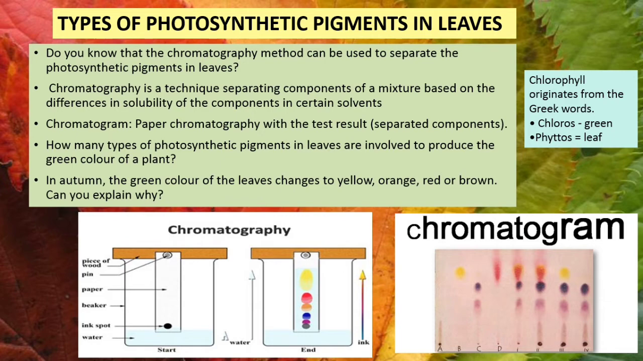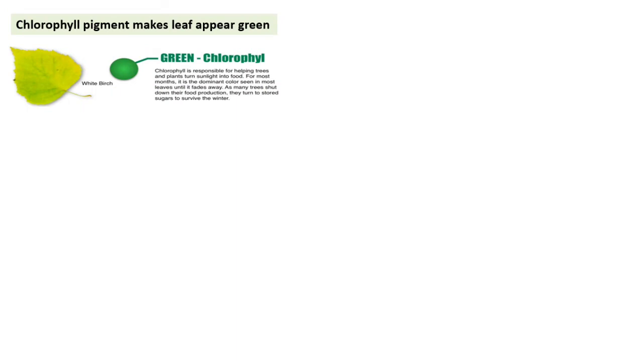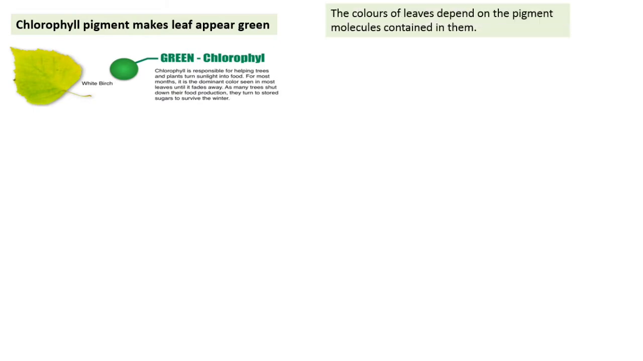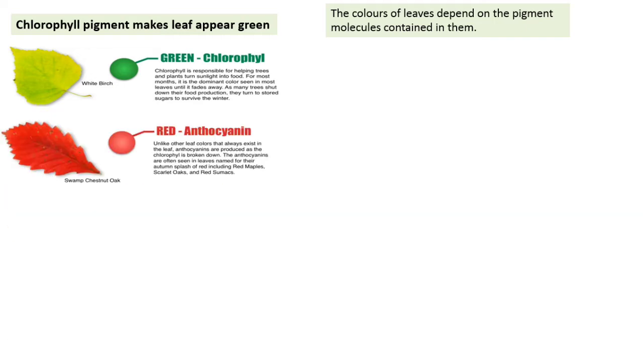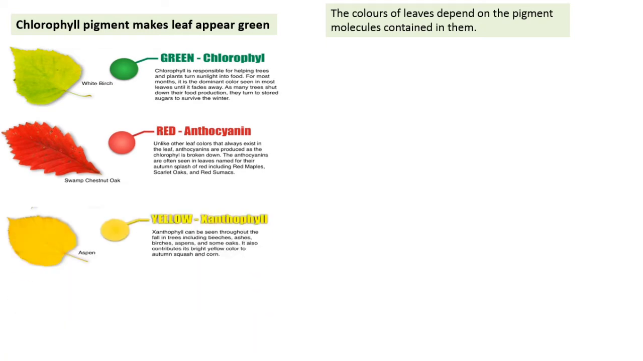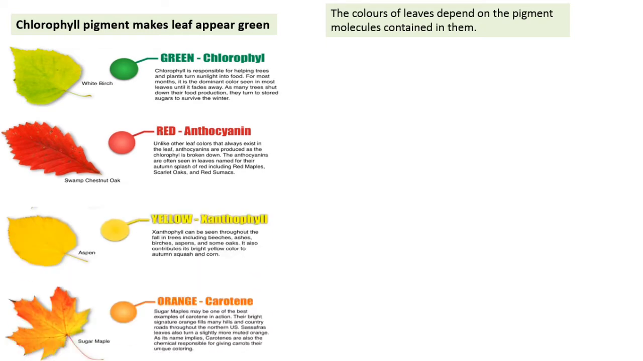So, what are the photosynthetic pigments in the leaf? The chlorophyll pigment makes the leaf appear green. So, the color of the leaf depends on the pigment contained in it. When the leaf is green, the leaf contains chlorophyll. Another pigment is red, anthocyanin; yellow, xanthophyll; orange, carotene.